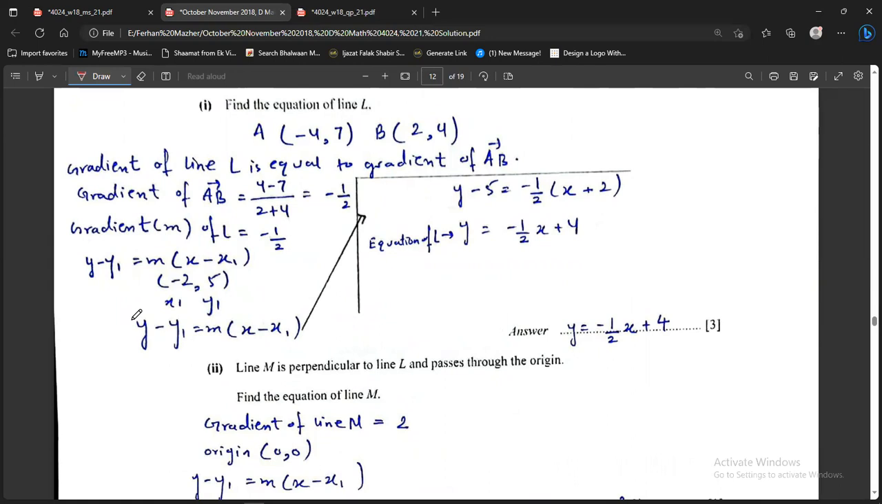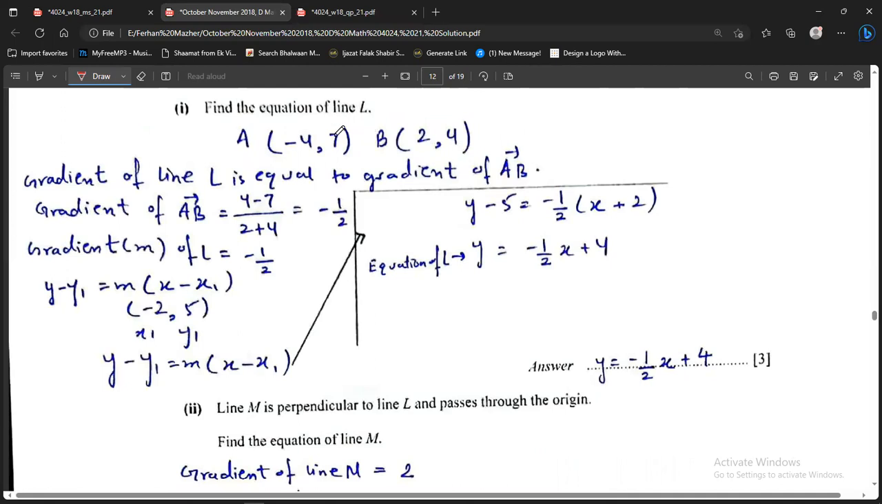The gradient of AB is (4 minus 7) divided by (2 minus, it will become plus 4). So it will be -3 divided by 6, and that will be -1/2. So the gradient of the line L will also be -1/2.